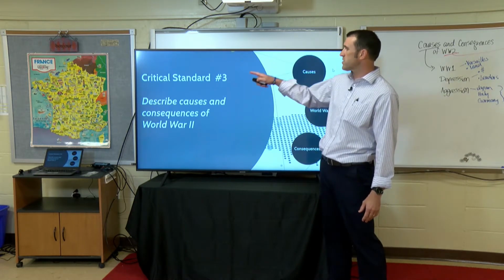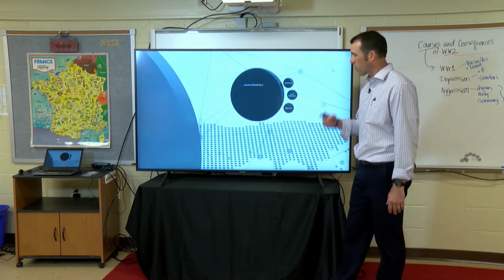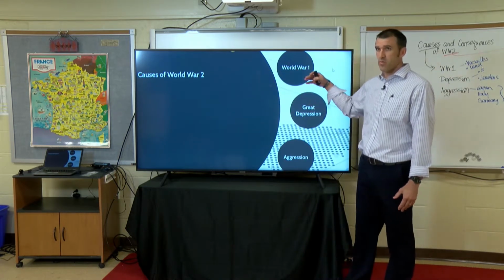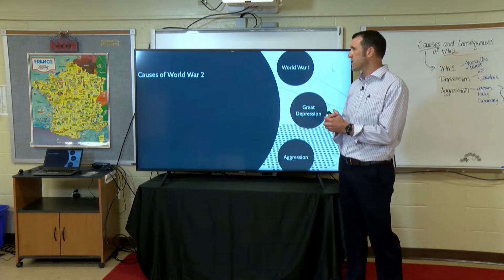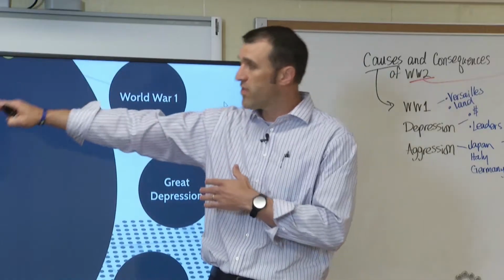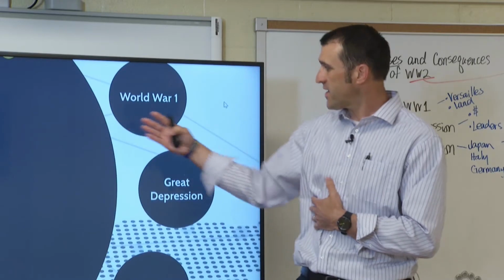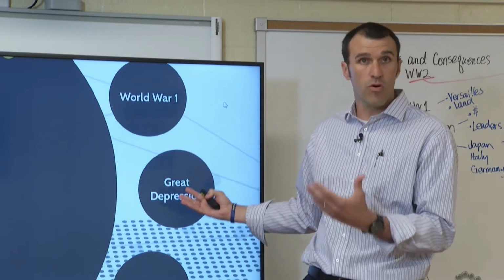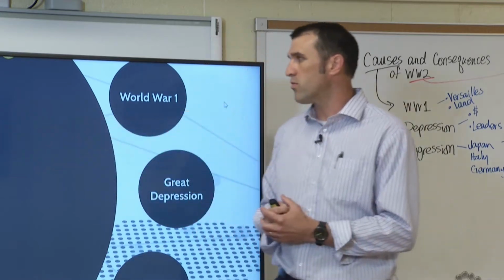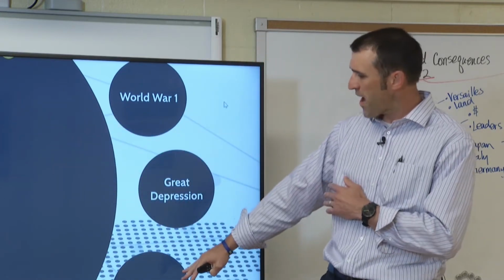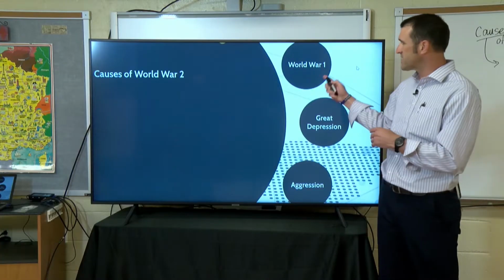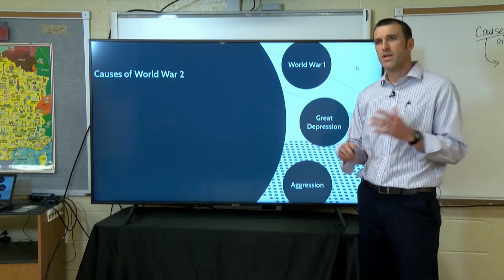In order for us to understand the causes of World War II, we're going to have to revisit the past 2 standards that we covered and tie it all together, because there were some things that happened in World War I that led to World War II. And there were some things in that worldwide Great Depression that we talked about that led to World War II as well. And then there were some acts of aggression. So let's look at each one of these individually and see if we can determine the causes of World War II.